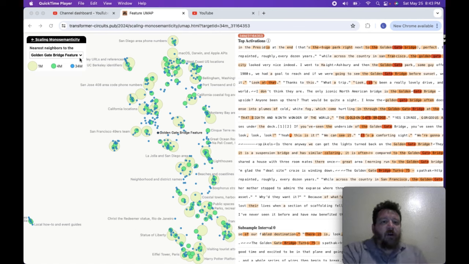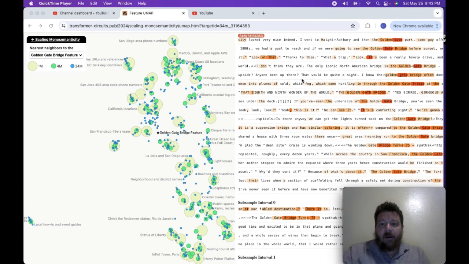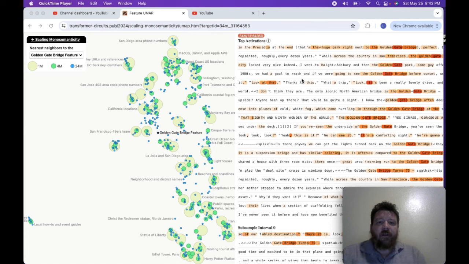You have over here a few different features. You can see these scaling model semanticities, and I selected the nearest neighbors to the Golden Gate Bridge feature. I could have selected different features, right? But this is related to the Golden Gate Bridge. Within this, you can think of it like you have a body of text, base text with regards to the Golden Gate Bridge and how it works. And then within that, you have connections to the Golden Gate Bridge.